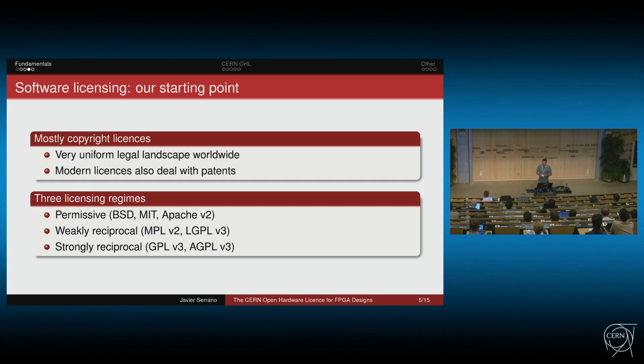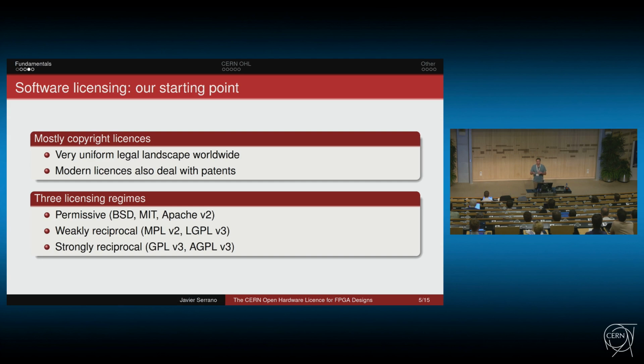Okay, so when you give permissions, you might attach conditions on those permissions. Okay, I give you permission to copy, modify, redistribute, provided you do this and that and that. So depending on those conditions that you impose, there are three licensing regimes.